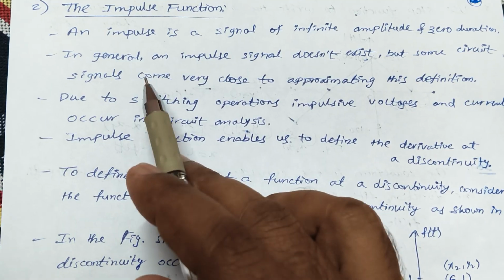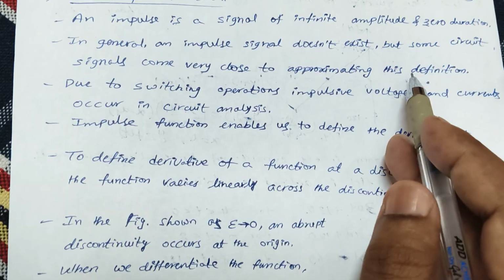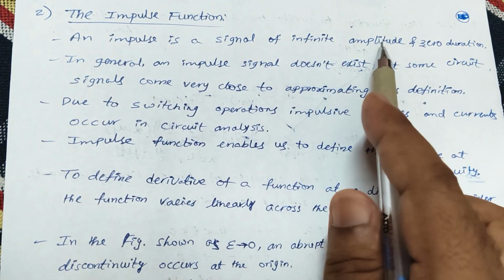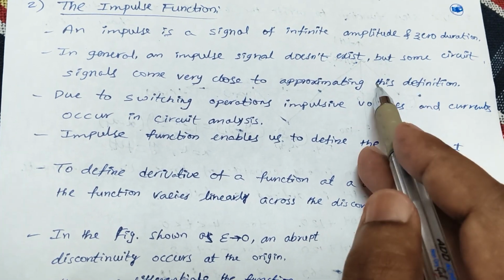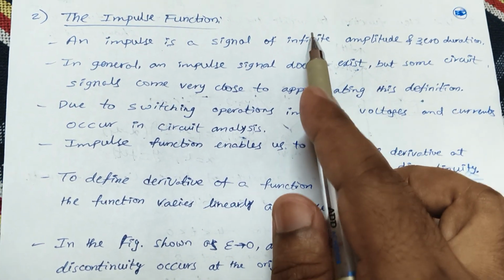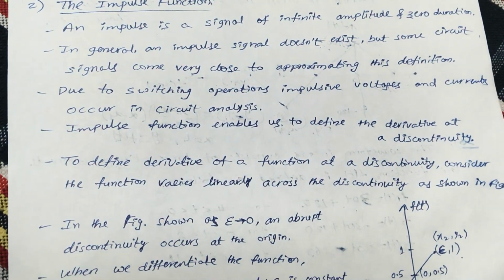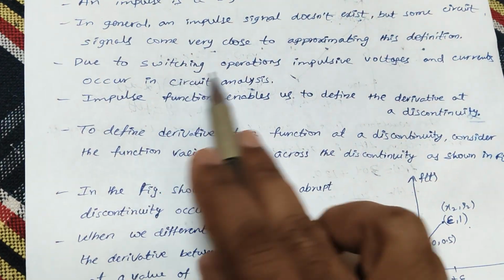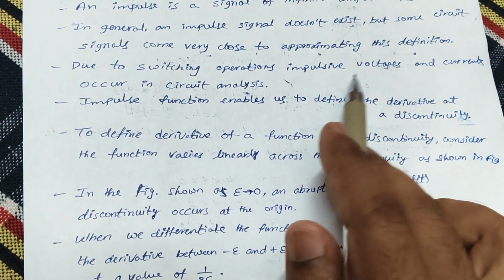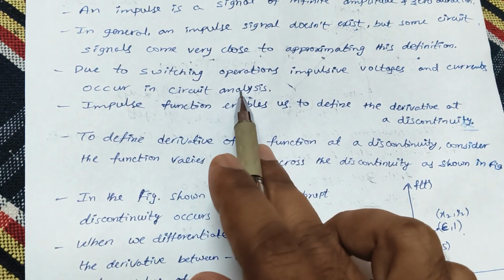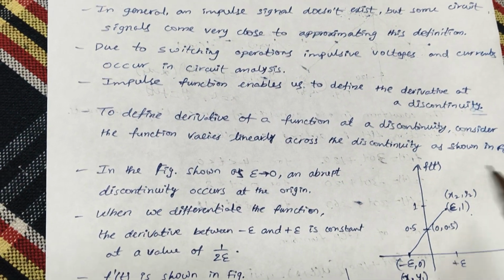But in some circuit signals, in a few cases, we can come very close to approximating this definition, having higher magnitude instead of infinite magnitude, and a very short duration. That is, if for a short interval you get a higher magnitude, that is called an impulse signal in practical cases. Due to switching operations, when we turn on and turn off the switches, we get these impulsive voltages. For a short duration we can experience higher voltages and higher currents in circuit analysis, and these are called impulse signals, because they are close to the definition of the impulse.